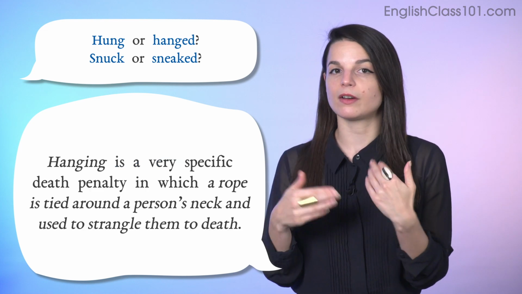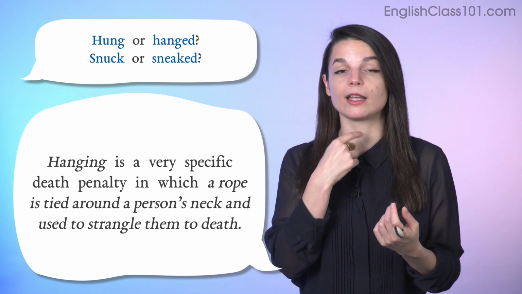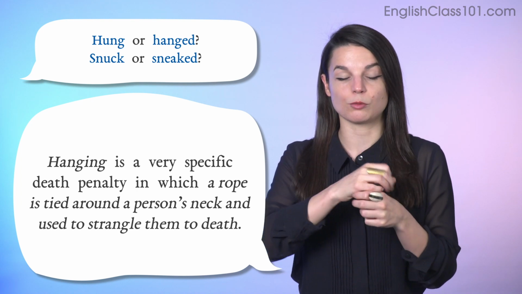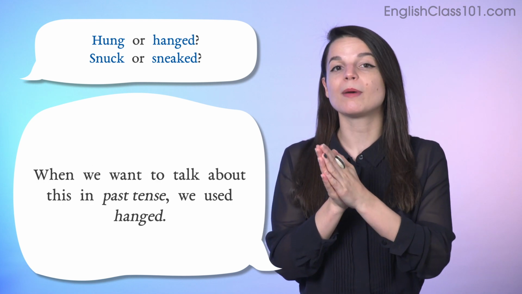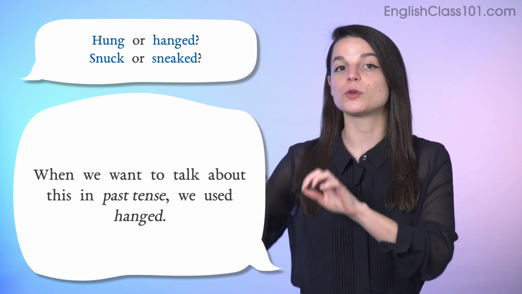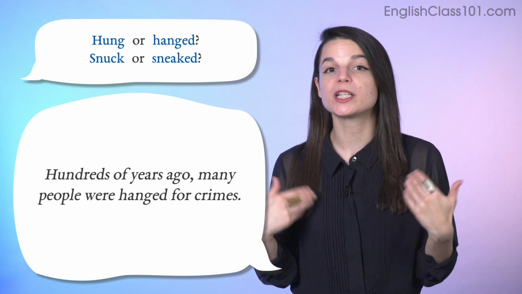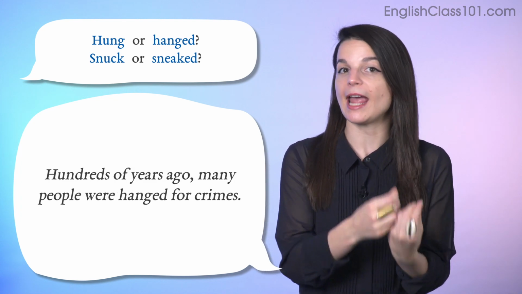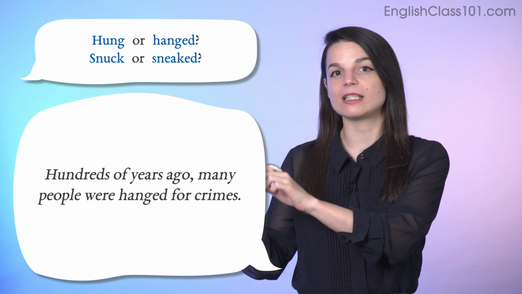So hanging is a very specific type of death penalty in which a rope is tied around a person's neck and the rope is used to end the person's life. When we want to talk about this in past tense, we use hanged, as in, the criminal was hanged, or hundreds of years ago, many people were hanged for crimes. So hanged is used in this specific case.